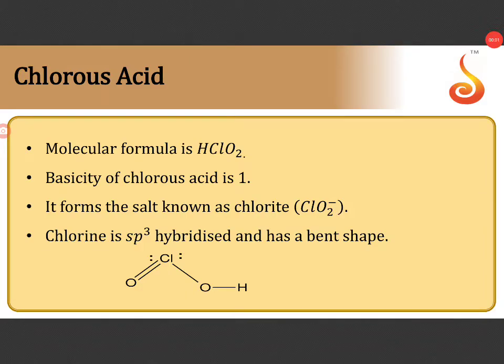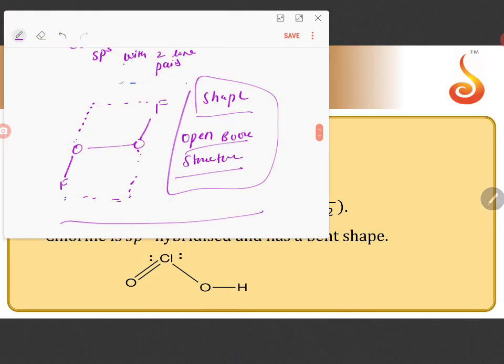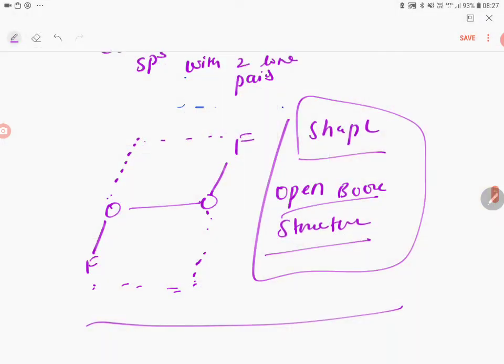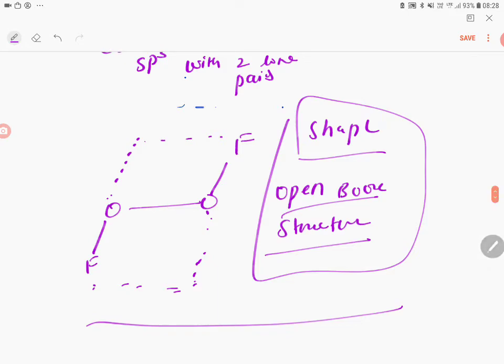Next, prediction of hybridization of chlorous acid. I'll explain how to predict the hybridization and how many sigma and pi bonds there will be. It's very important. So in HOX, when you predict the hybridization, the central atom is oxygen, whereas here it is chlorine.